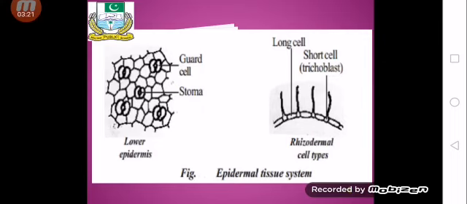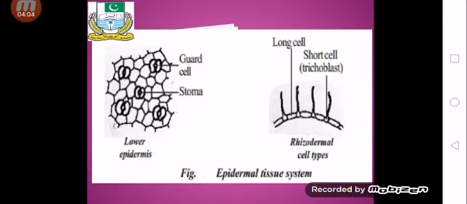Here you can see 2 diagrams. In the first diagram you can see the epidermal tissue of leaves, and here are some special structures like stomata. Stoma is written here, and around this stoma is a pore, which is guarded by guard cells. So in the epidermal tissue of leaves, these special structures known as stomata are present, and they are responsible for exchange of gases and also for the loss of water. This special structure is present in leaves only.